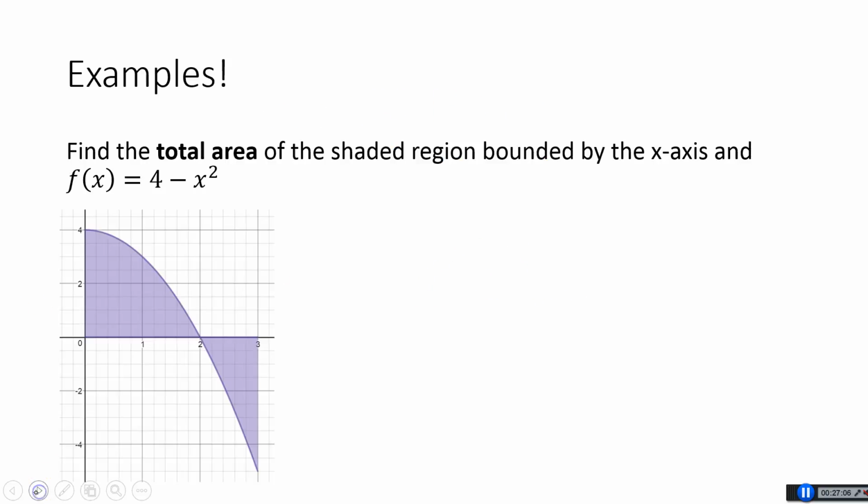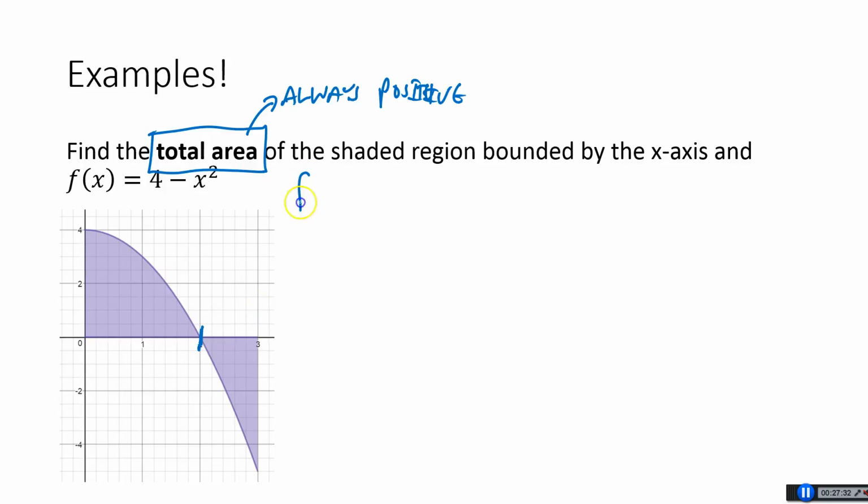I think I might have one more. So we want the total area. The reason I bolded that is because total area is always positive. Always positive. So even though we see we have some part that's above the graph here and some part that's below, what we're going to do is split it up, find the integral of each piece, and then add them together, because area is always positive.